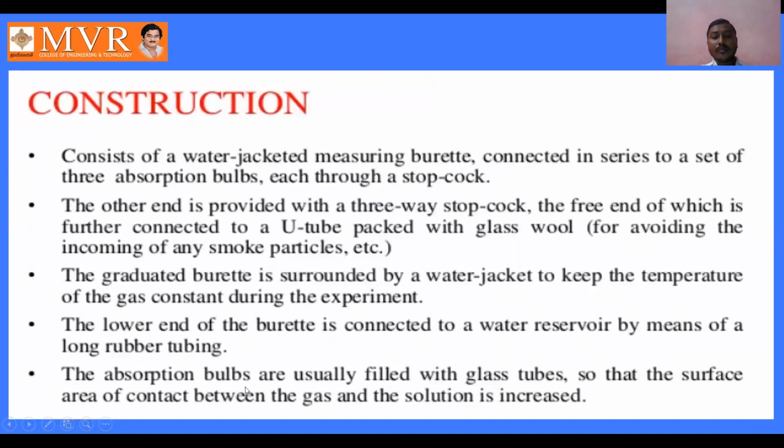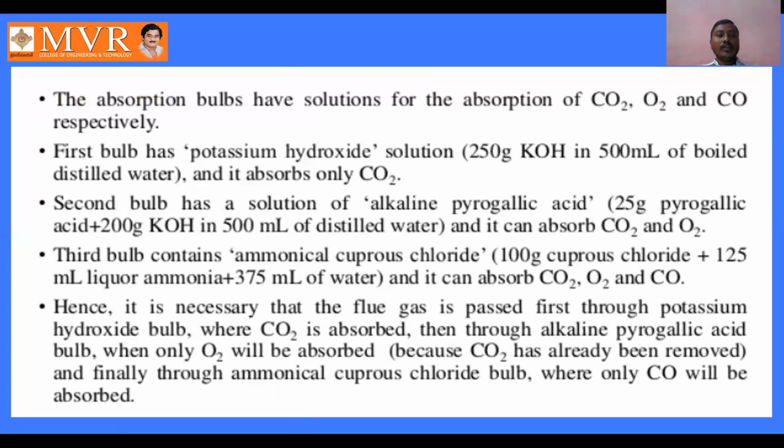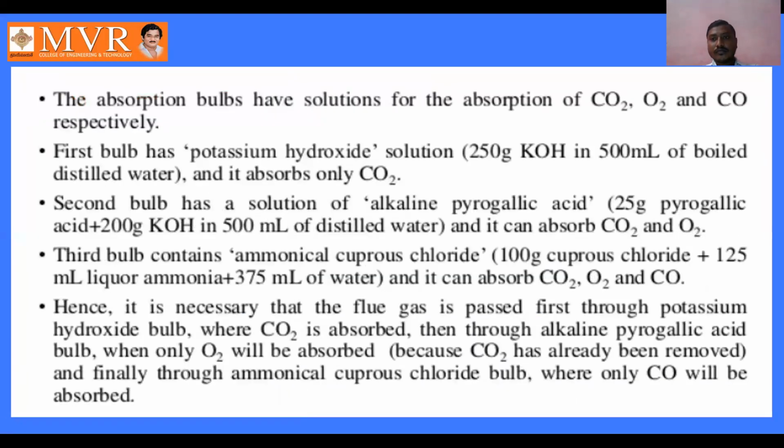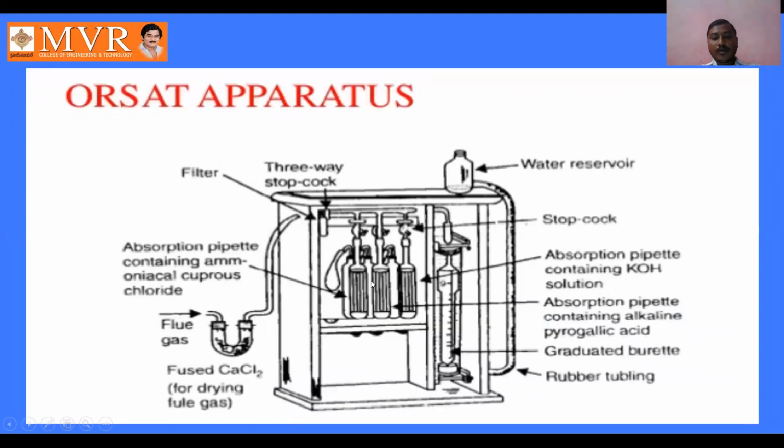The absorption bulbs are usually filled with glass tubes so that the surface area of contact between the glass and solution is increased. The absorption bulbs have solutions for the absorption of CO2, O2 and CO respectively. These three absorption bulbs are going to absorb CO2, O2 and carbon monoxide gases.